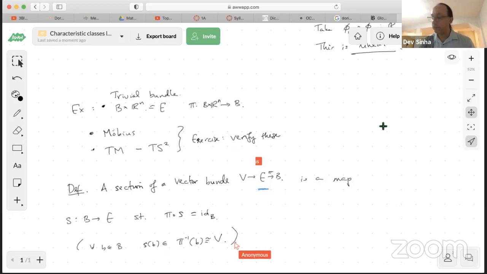So sections of vector bundles, again, include things like vector fields. Vector bundles are thus arguably the most central kind of object in differential geometry. You could say manifolds are, but you can't get very far studying manifolds without studying the tangent bundle. So yeah, those are some of the basics, and we're going to continue with definitions next time.